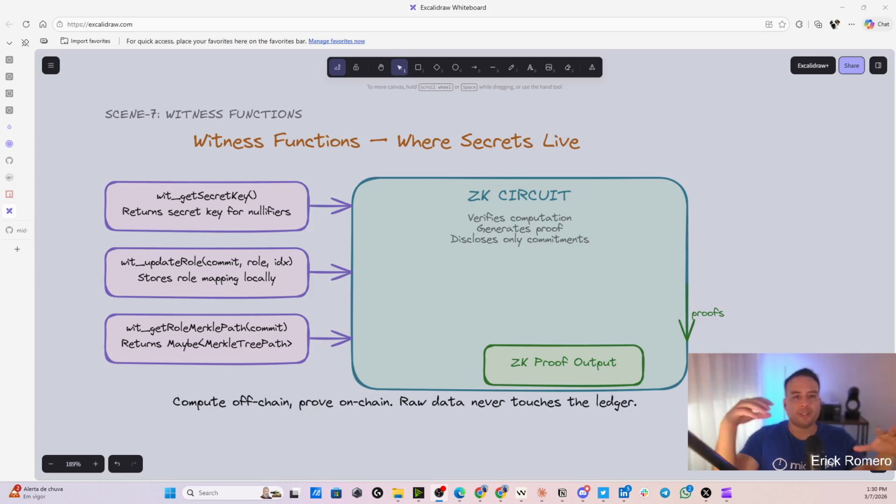The pattern here is compute off-chain, prove on-chain. The witness handles the actual state. They know the users, the roles, the path. The circuit handles the verification. It checks the math, generates the proof, and discloses only what's necessary. This separation is what gives Midnight its privacy guarantees. The ledger holds commitments, the witness holds the truth, and the ZK proof bridges the two without leaking the private side.